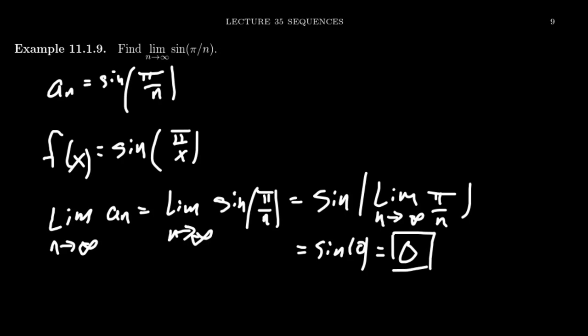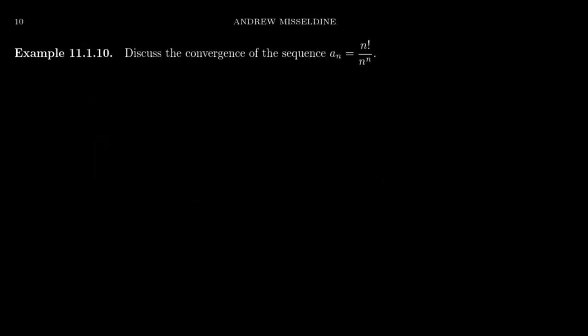So calculating limits for sequences often doesn't boil down to be anything different than we want. And that's if we can connect the sequence with some continuous function. This continuous expansion is a very useful idea in computing limits. But sometimes it's not so simple. Like, for example, if we consider the sequence a sub n equals n factorial over n to the n.